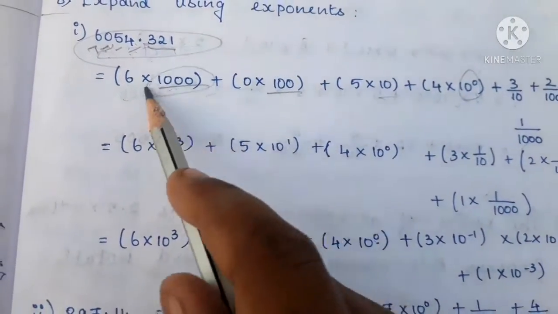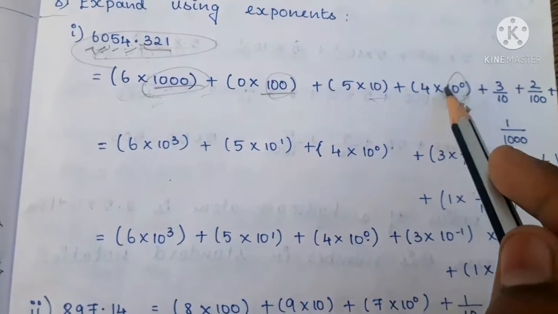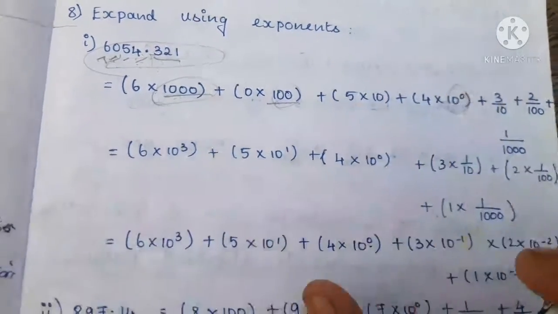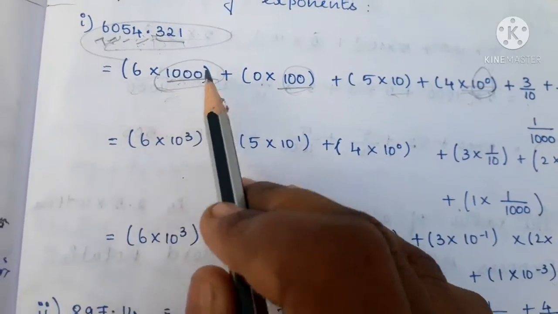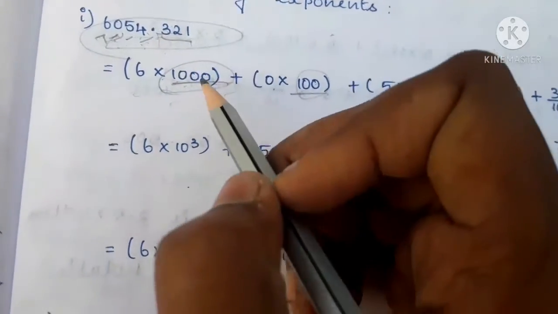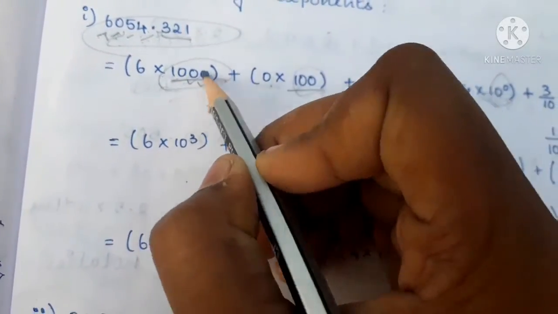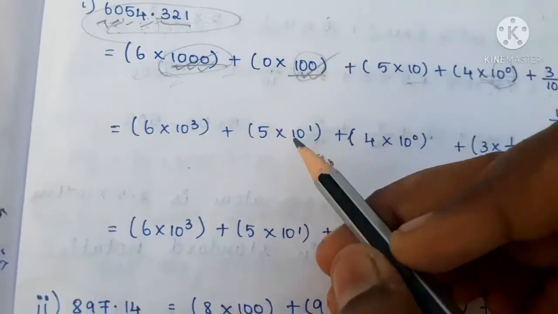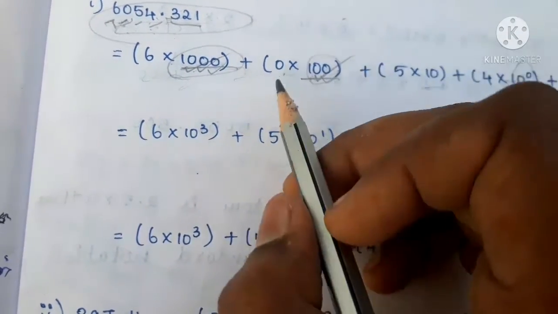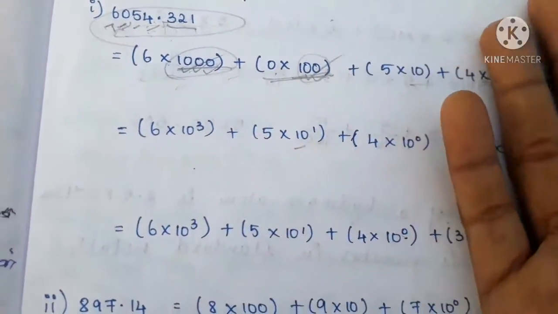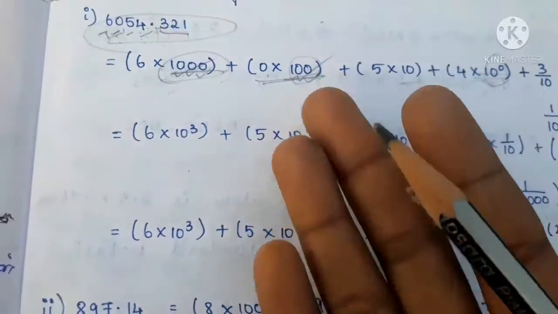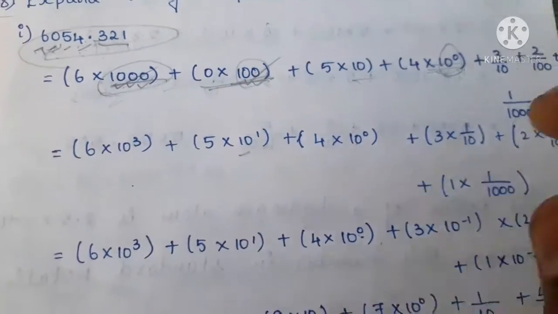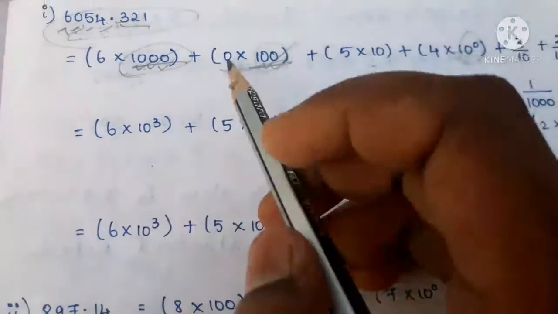Then we should convert all these zeros into the exponential form. 10 power 0 means keep it as such, you should not change anything. 1000 can be converted; how many zeros do you have to count? 1, 2, 3. 3 zeros means 10 power 3. Then 2 zeros means 10 power 2. The 0 we don't include because any number into 0 is nothing but 0. Or else you can write it in this step and not write it in the last one. Or you can leave it here itself, no problem. This doesn't matter actually.